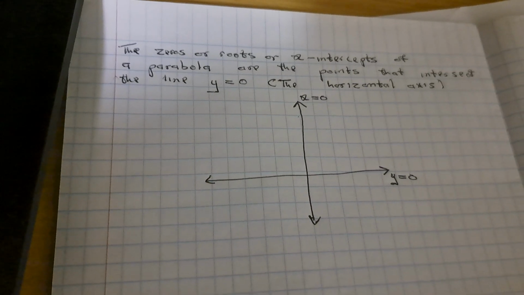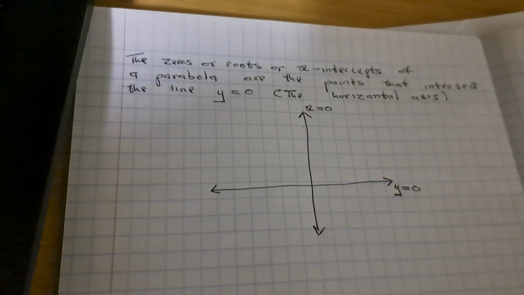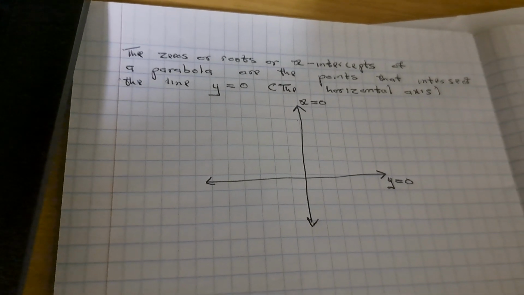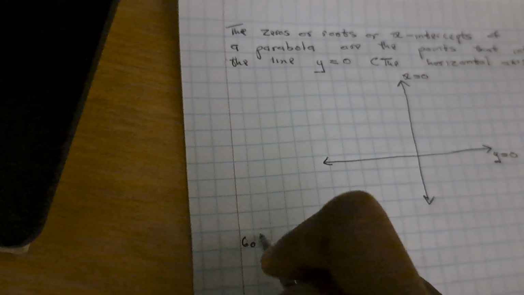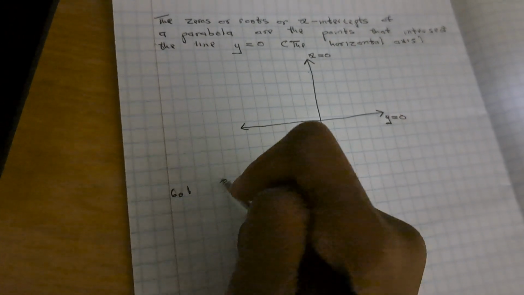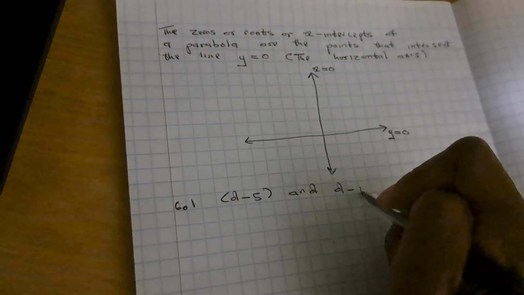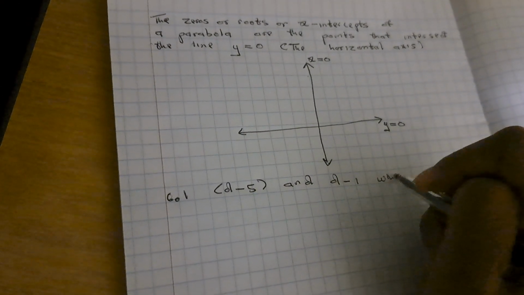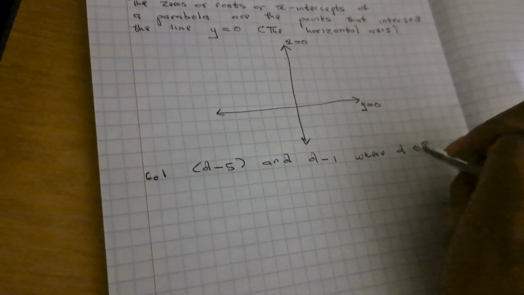It says, given f of x, which is equal to ax squared plus c, where f passes through the x-axis at, let me write this down because it's interesting, 6.1. So this parabola passes through the x-axis at d minus 5 and d minus 1, where d is an element of real numbers.